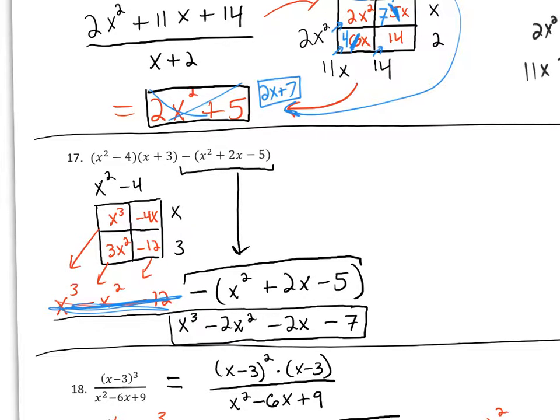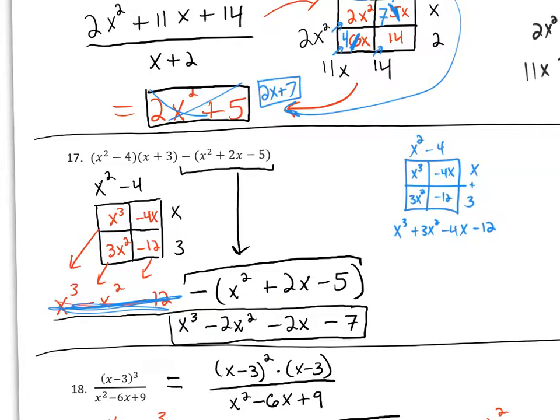But it looks like they made the error right there. So if I redo their box of x squared minus 4, x plus 3, x cubed, negative 4x, 3x squared, negative 12, it looks like the polynomial that I get out of this is x cubed plus 3x squared minus 4x minus 12. And then I've got to deal with all of this subtraction.